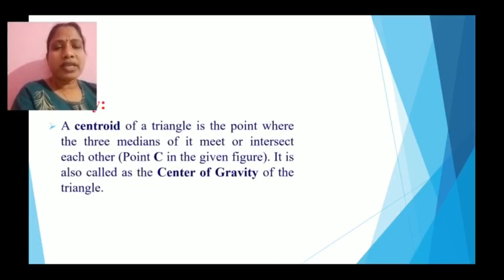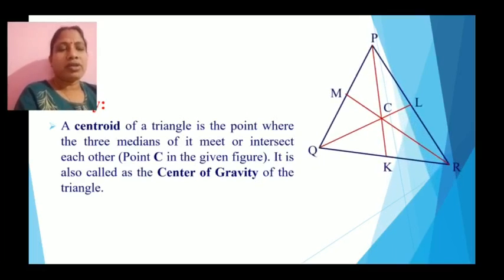So a centroid of a triangle is the point where the three medians of it meet or intersect each other. Point C in the given figure. So it is also known as the center of gravity of the triangle. So here C is known as the centroid or center of gravity of the triangle PQR.